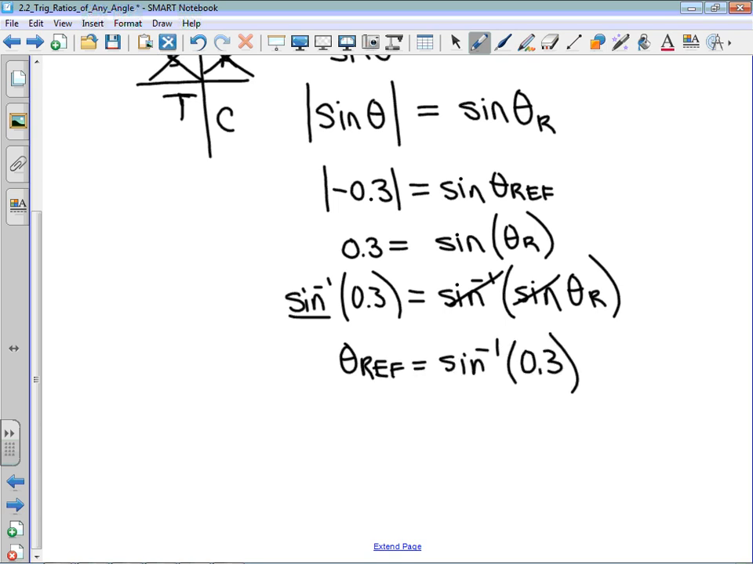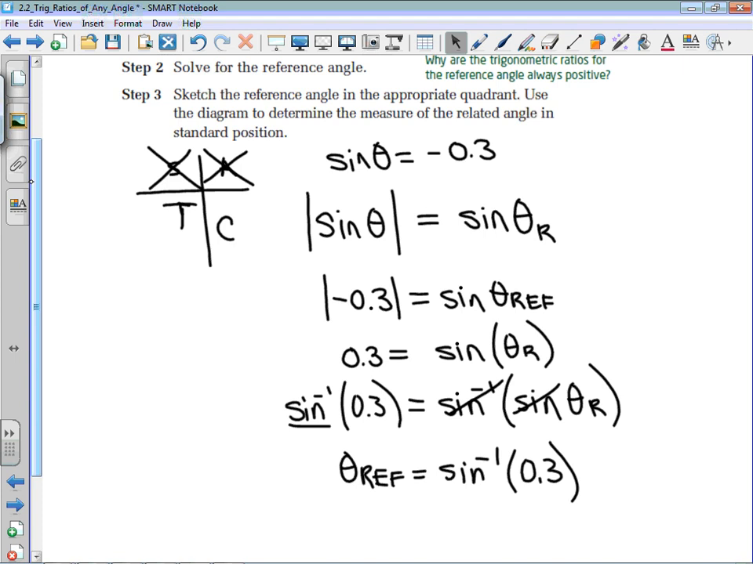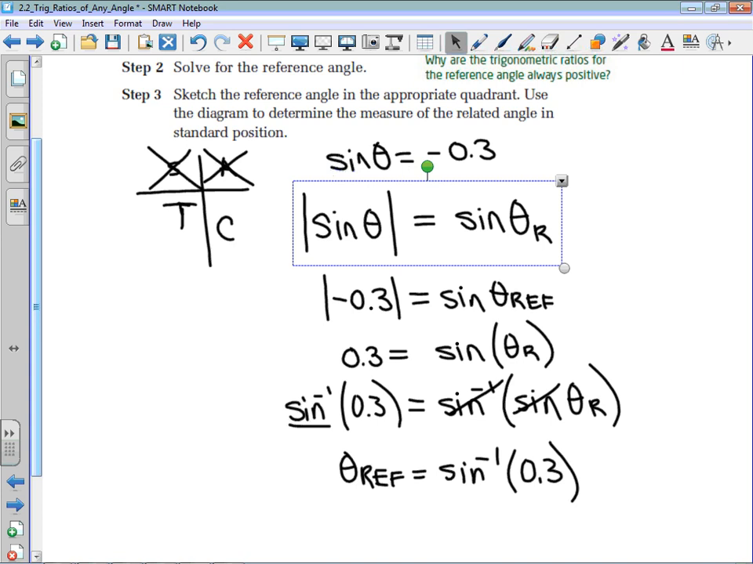Now, once I know the reference angle, I could find the rotational angle in quadrant 3 and 4, which is step 3. Step 3 is to sketch our reference angle in the appropriate quadrant and then use our diagram to determine the measure of the related angles. And it should say angles because most of these questions are going to have 2 answers. We'll see that right away when we get to the example itself. I am going to write this more than once. This concept is very important because it allows us to bridge the gap between our angle in standard position and the reference angle that guides us to the answers.